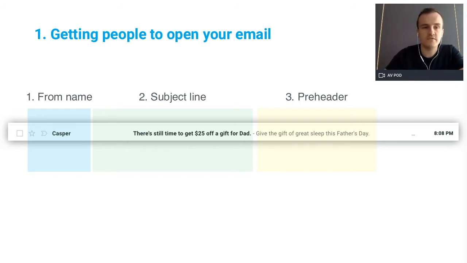For the from name, that needs to be memorable, needs to be trustworthy, and it should be consistent across all your campaigns. You want people to immediately recognize your brand and know that, okay, this is Casper, and I can trust these guys. I like their previous email communication, and I want to see what they're about.